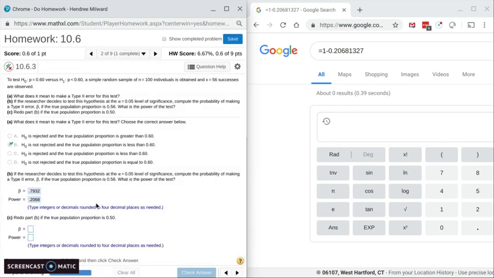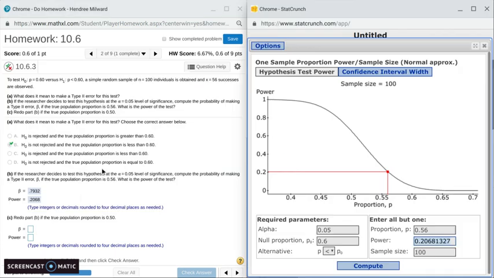Okay, and then the last part, all they do is ask us to redo it if the true population proportion is 0.5. That would be like if you just did another sample and you got 0.5. What would be the power of the test then? So that's easy. All you have to do is pretty much the same thing.